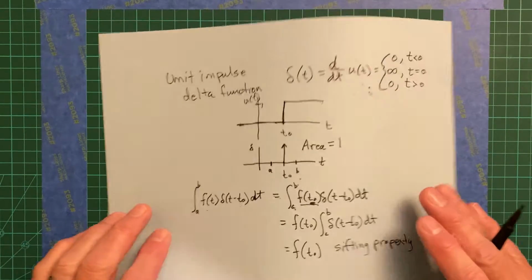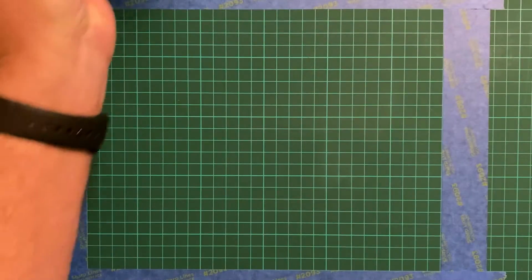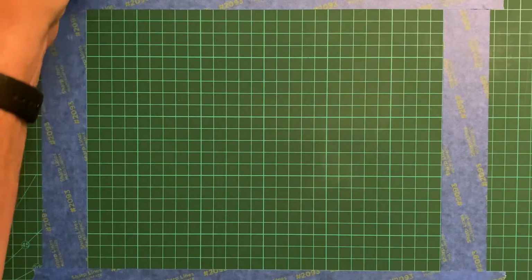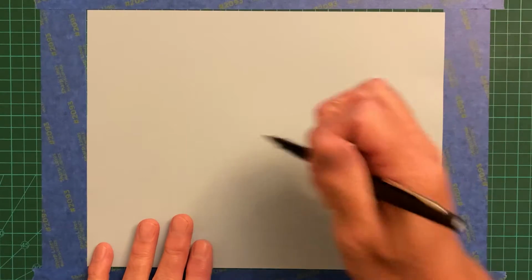Okay, so that's the delta function. Let's go now and talk about the unit ramp function.